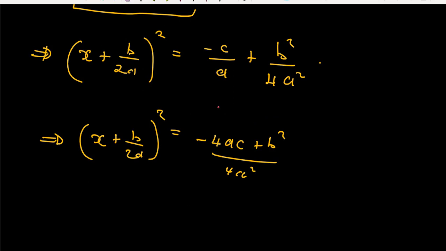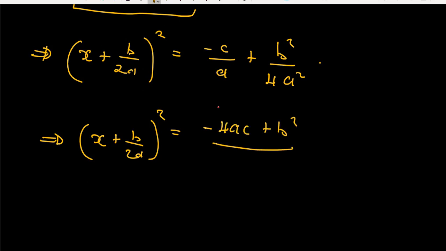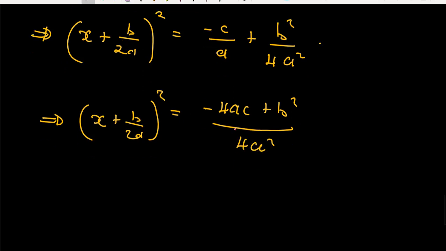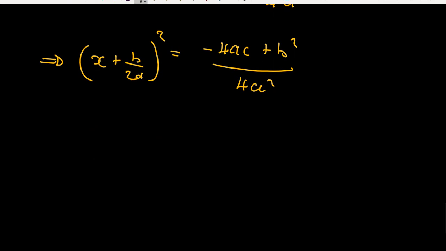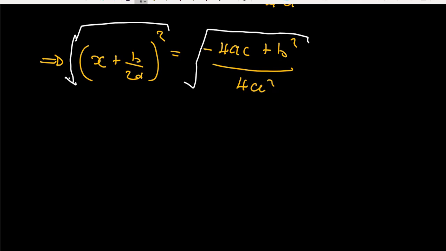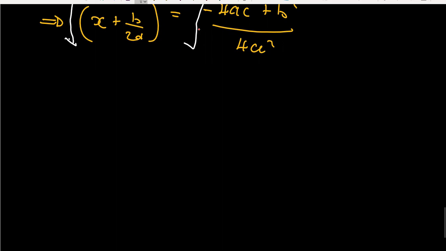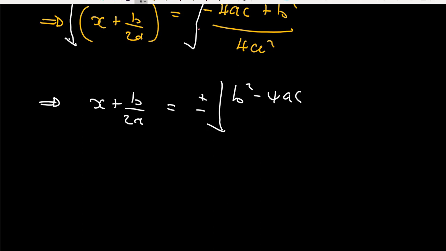Okay, so let's write it down properly. So writing it down, I have negative 4ac plus b squared, all of this divided by 4a squared. So the next step is I will take the square root on both sides in order to eliminate the square. So I'll take the square root on both sides, and this will yield x plus b divided by 2a is equal to plus or minus the radical of b squared minus 4ac, all of this divided by 4a squared.